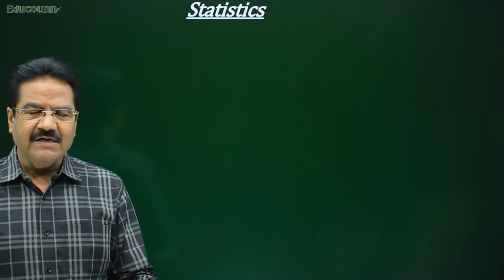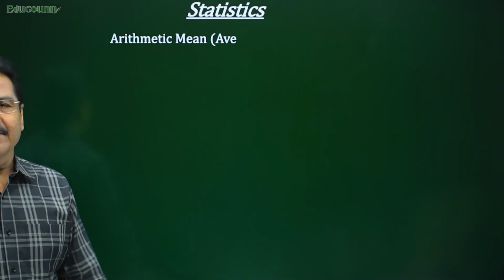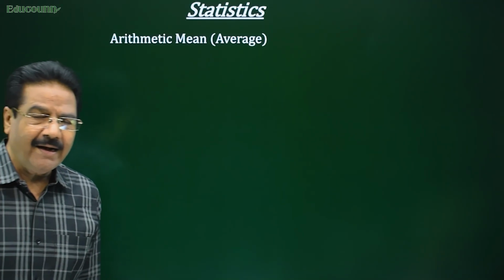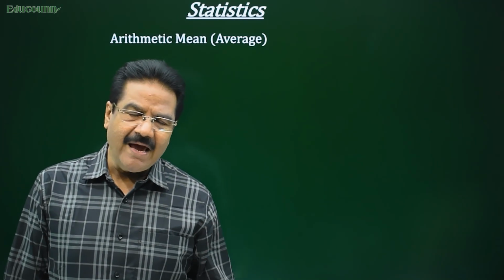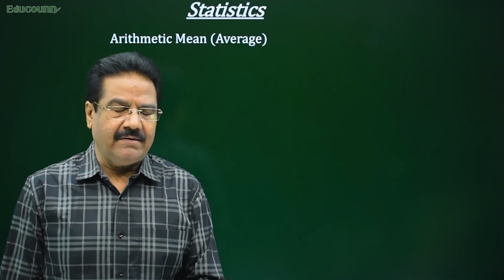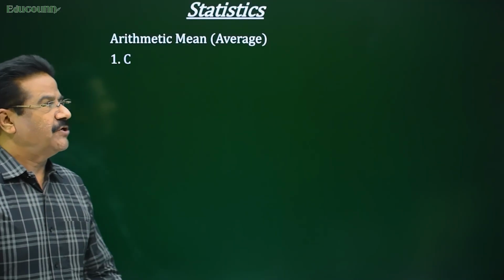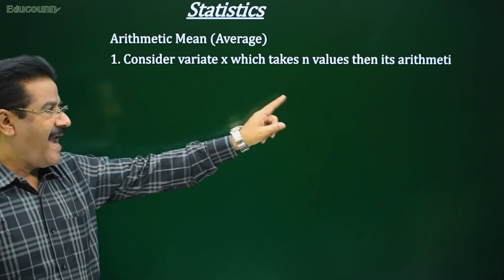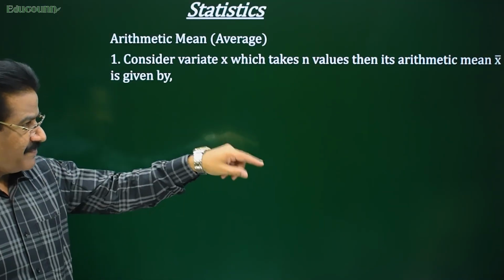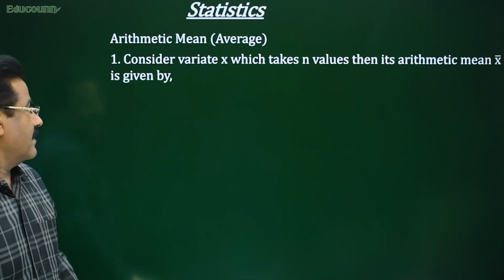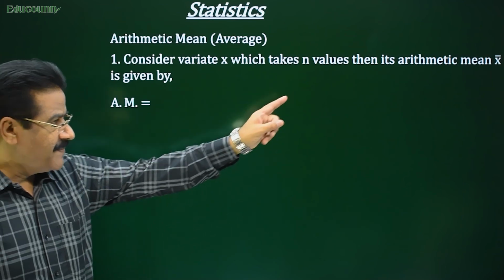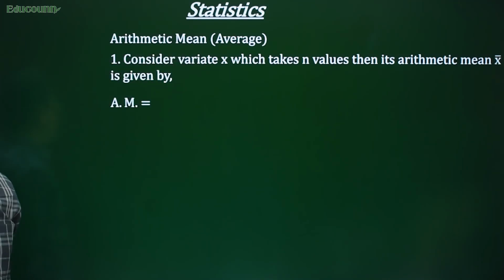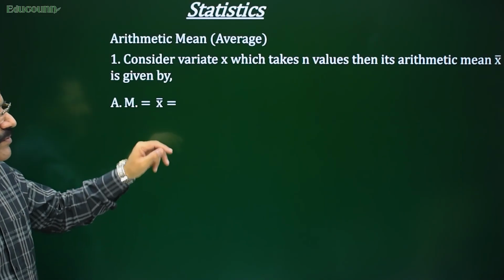So let us take first topic, and that is arithmetic mean. It is also called as average. Important point to be noted, in statistics, variable can also be called as variate. So understand the definition. Consider variate x which takes n values. Then its arithmetic mean, that is x bar, is given by. So x bar is a standard letter to denote mean of all values of x. So arithmetic mean is equal to x bar.